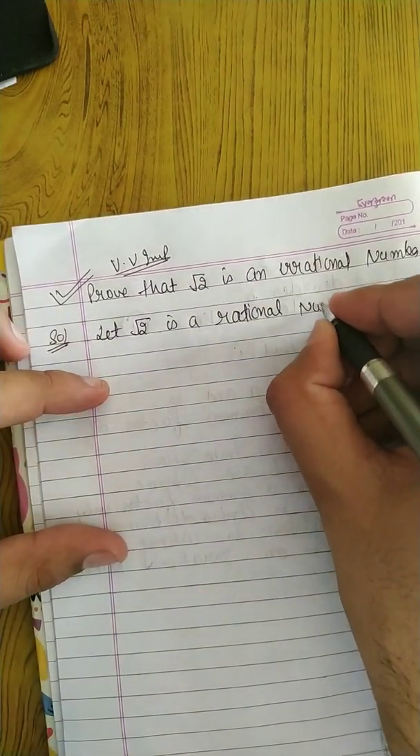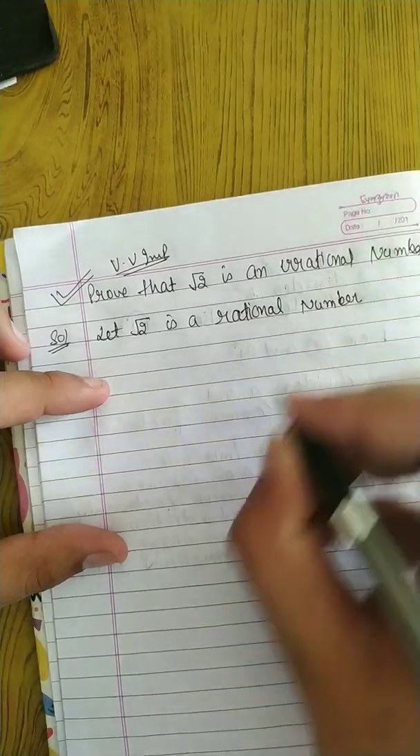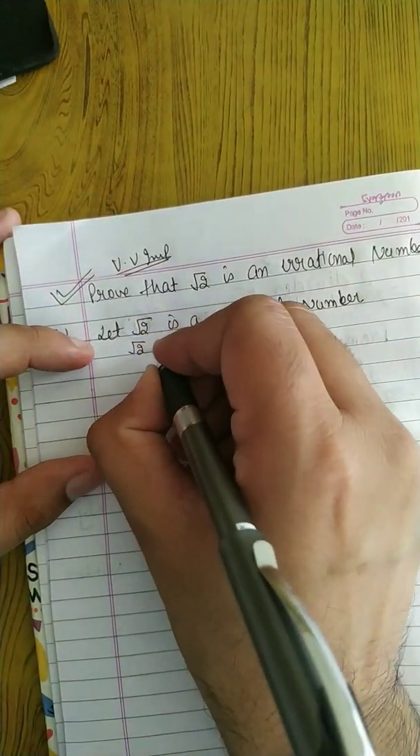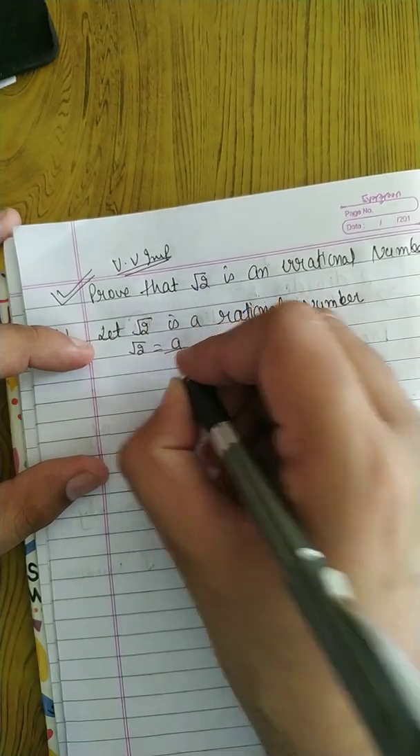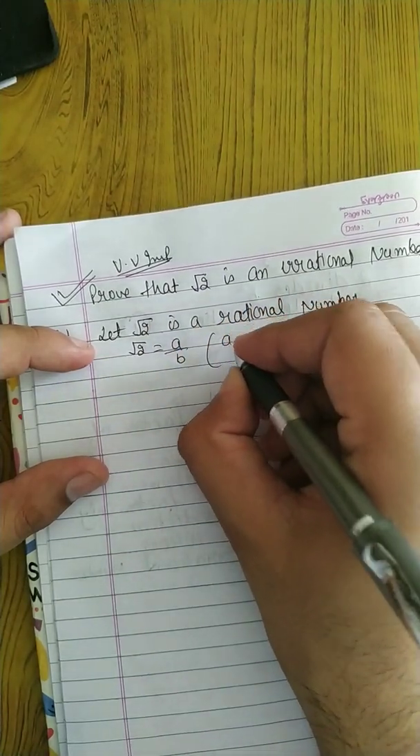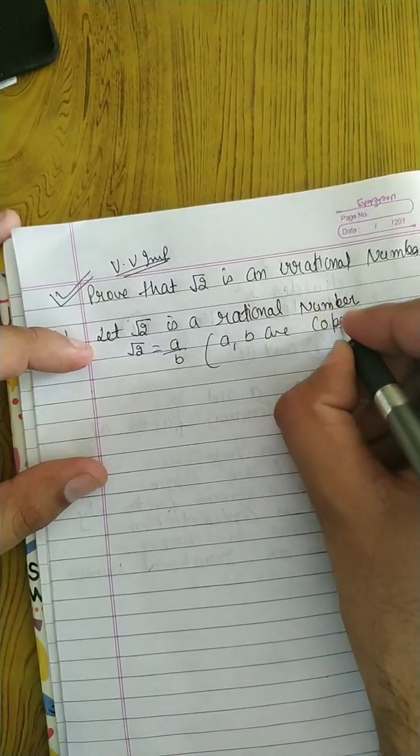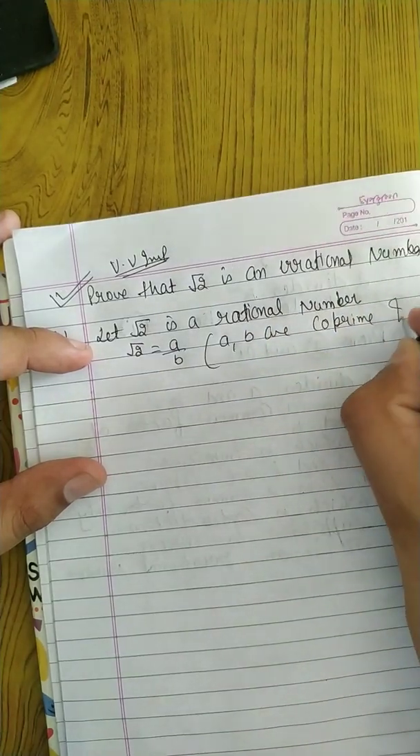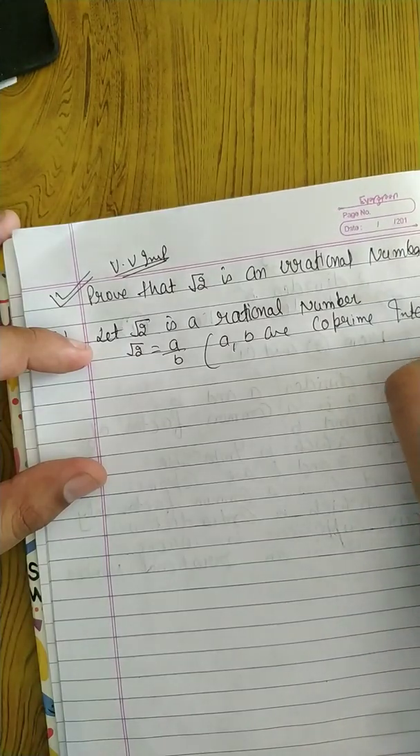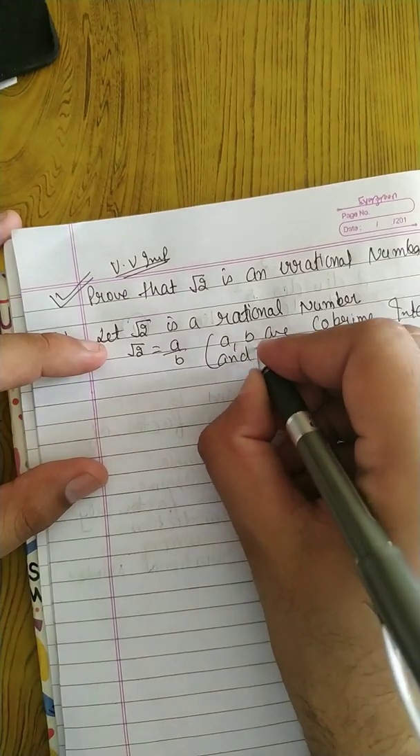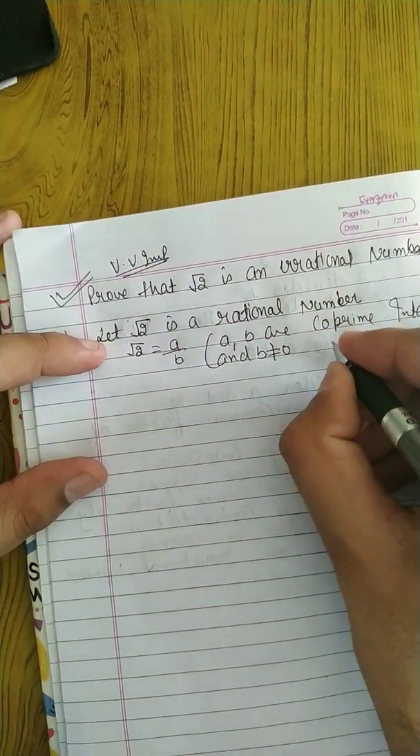So rational number, we know the definition of rational number: root 2 is a over b, where a, b are co-prime integers and b is not equal to 0.